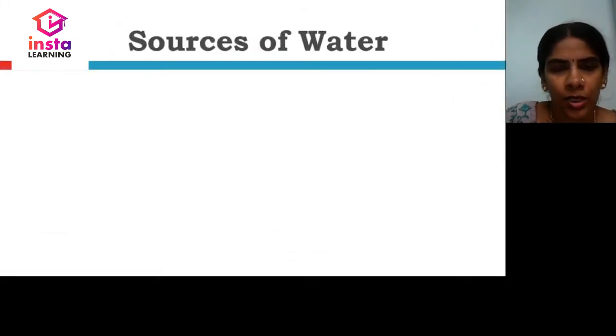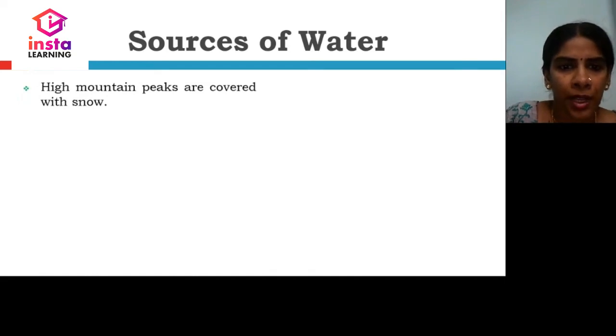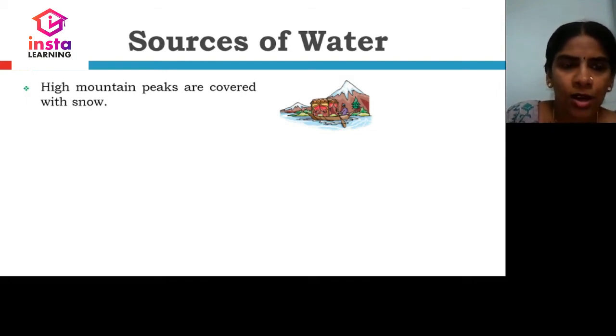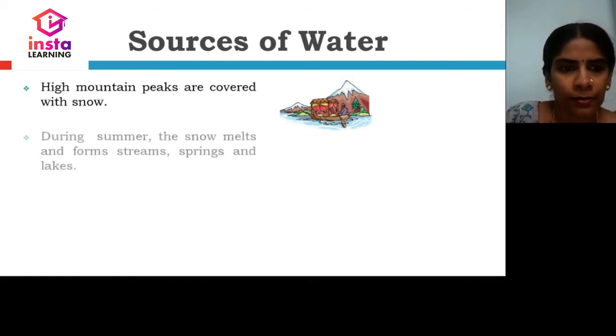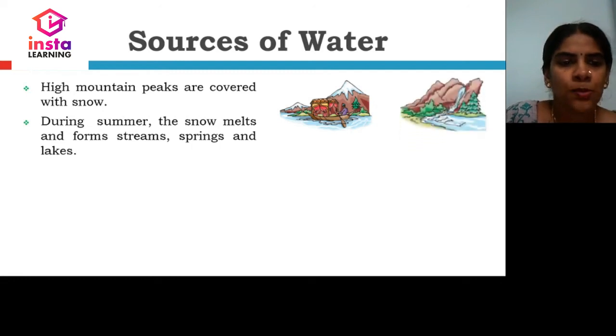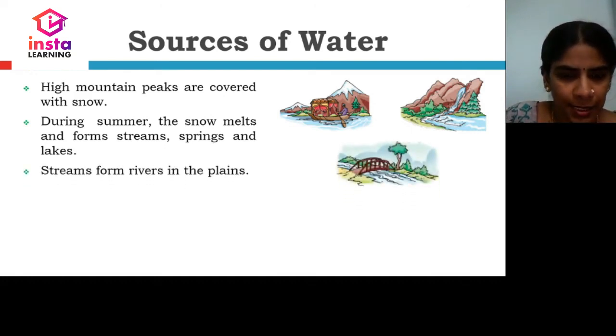Let us start with the sources of water. From where do we get the water? High mountain peaks are covered with snow. During summer, the snow melts and forms streams, springs and lakes. Streams form rivers in the plains.